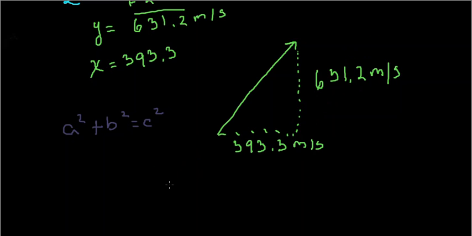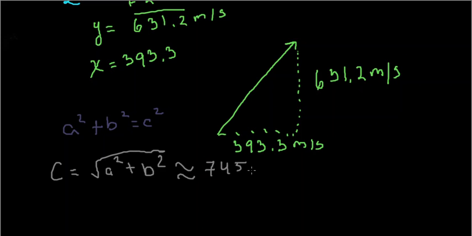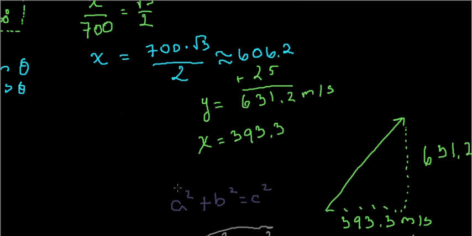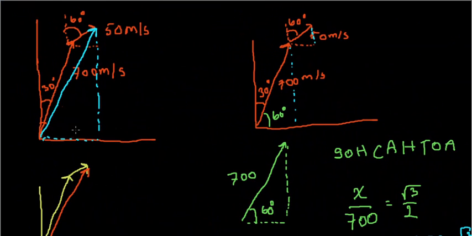631.2. Now you take the square root. So what I did was I just took c equals the square root of a squared plus b squared. And I got approximately 745.71 meters per second. So if we go back to the problem, does this make sense? If I'm going 700 meters per second and a wind is pushing with me, would I go faster? And yes, that should be the case. And I hope that's helpful.